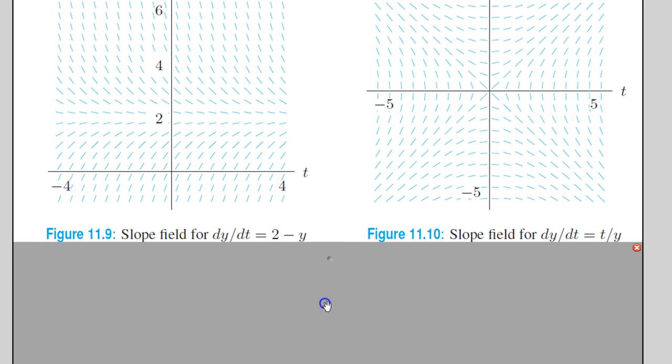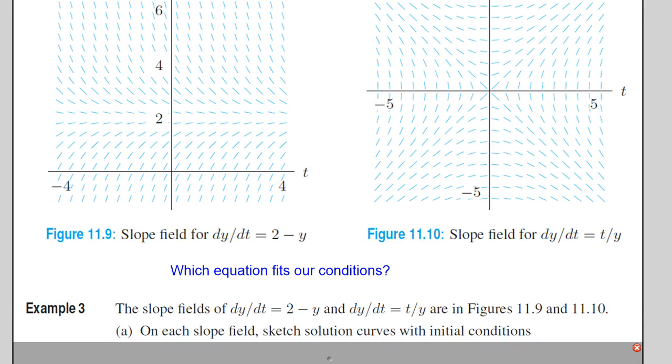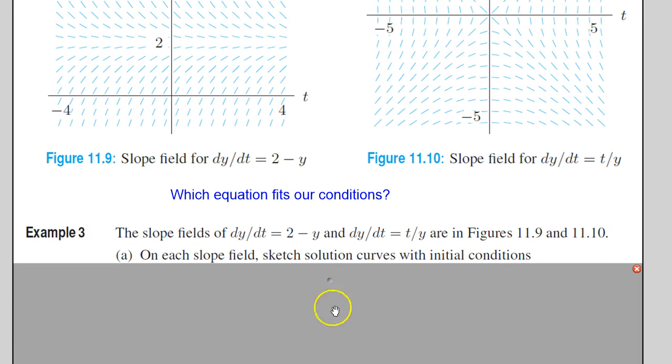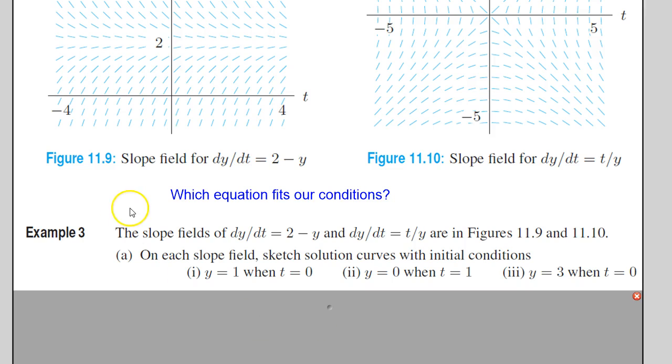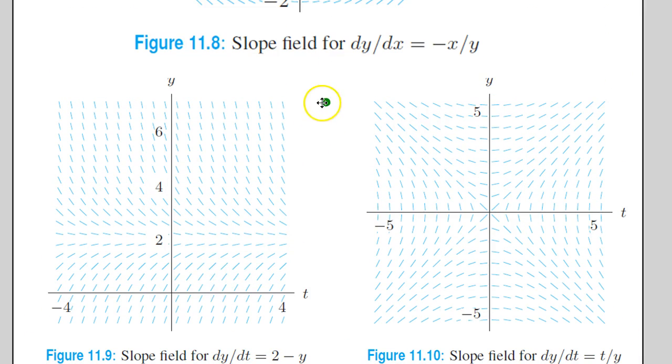So example, I can't remember 3 or 4, example 3 says, let's use different conditions. Okay, so the first condition, we're not going to have time to do them all, but what if y is equal to 0 when t is equal to 0? So in other words, we have the point 0, 1. Okay, and this is right here on this one. It's about here on this one.